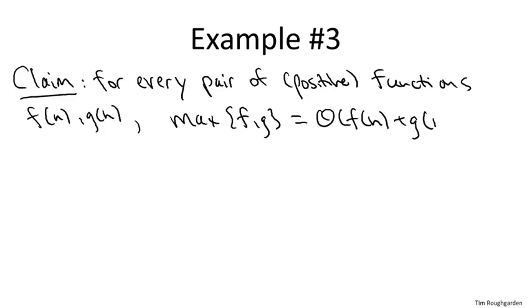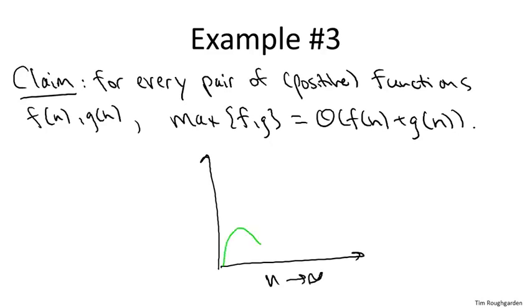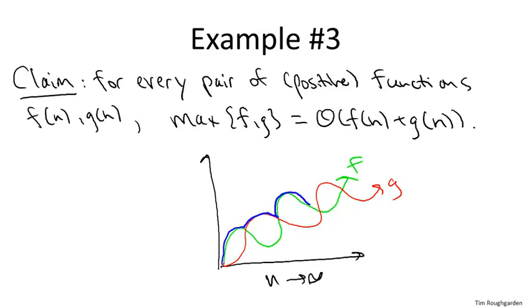Let me make sure it's clear what I mean by the pointwise maximum, max f and g. If we look at the 2 functions, both functions of n, maybe we have f being this green function here, and g equal to this red function. Then by the pointwise maximum, max of f and g, I just mean the upper envelope of these 2 functions. So that's going to be this blue function. So let's now turn to the proof of this claim, that the pointwise maximum of two functions is theta of the sum of the two functions.